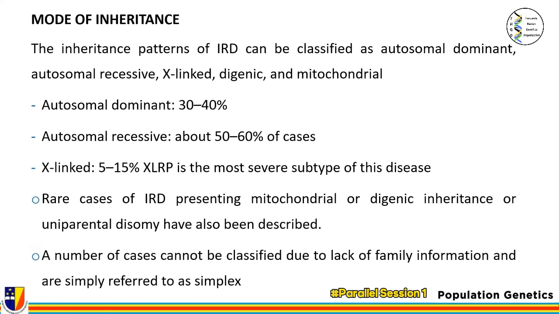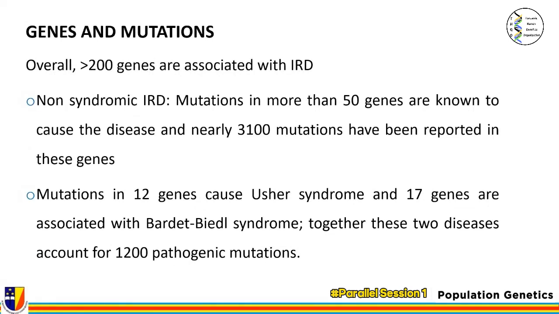Overall, more than 200 genes are associated with RAD. For the non-syndromic form, mutations in more than 15 genes are known to cause the disease, and nearly 3,100 mutations have been reported in these genes. Mutations in 12 genes cause Usher syndrome, and 16 genes are associated with Bardet-Biedl syndrome. Together, these two diseases account for 1,200 pathogenic mutations.